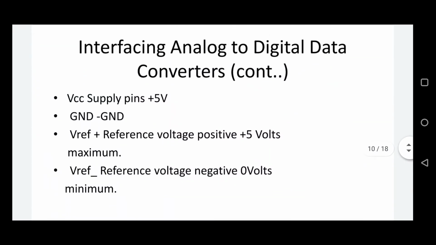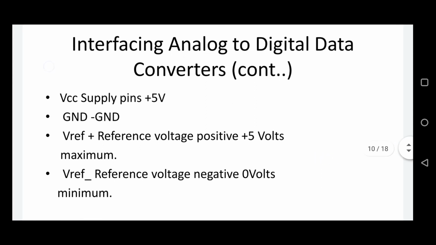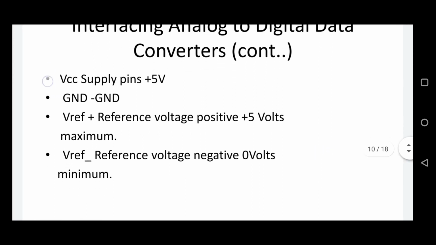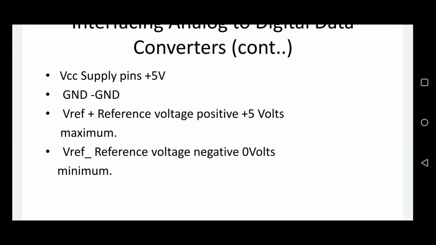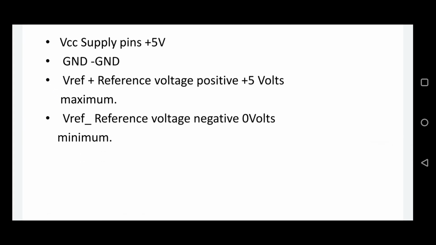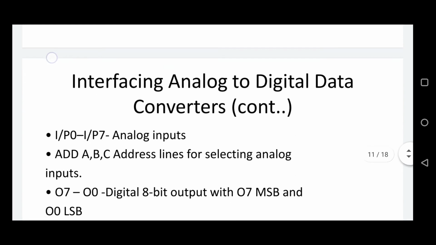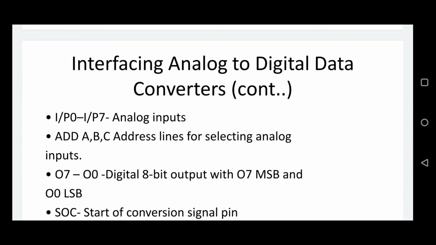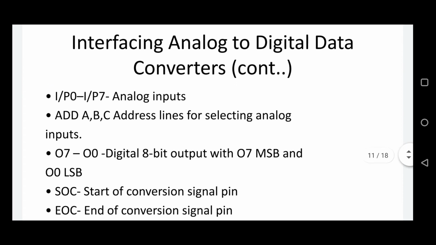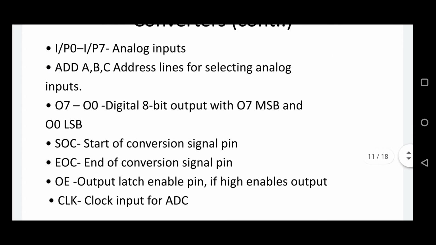Okay, so let us see the description of the pin diagram. Here VCC is plus 5 volt, ground, VREF plus is the positive reference voltage, and VREF minus is the negative reference voltage. There are 7 analog input pins. Address A, B, C are the address lines for selecting the analog input, and O7 to O0 are called output pins.